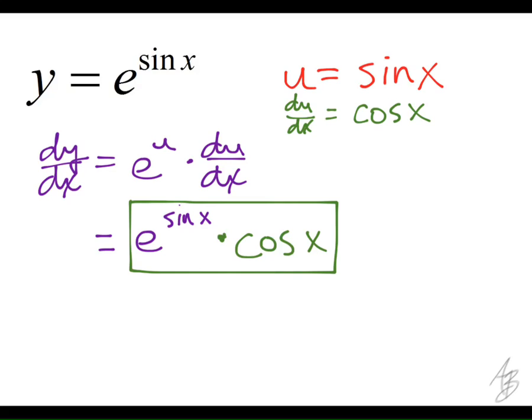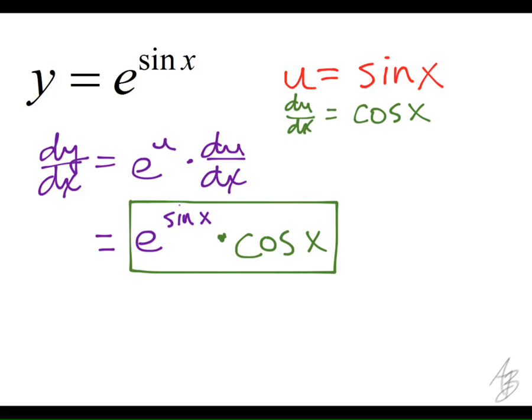This is a typical chain rule problem. If you remember that the derivative of e to the x is e to the x, then the derivative of e to the sine of x is e to the sine of x. We take the derivative and leave the baby inside, and then we multiply by the derivative of the baby, which would be cosine of x. Okay? Any questions about that?